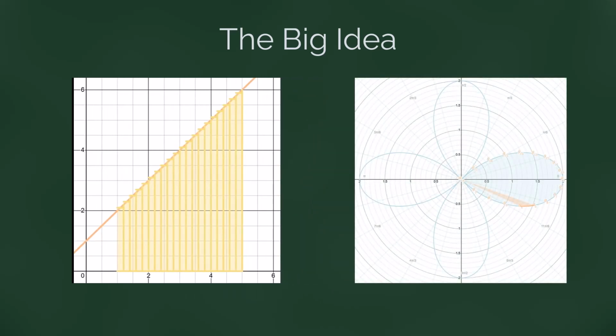Rectangles are inconvenient shapes in polar curves, but instead, for a polar curve like the one we see here, we can imagine sweeping out the area with a series of sectors. We know how to calculate the area of a sector, so if we sum up the area of all of these sectors, we'll get a good approximation for the area that we wish to find.